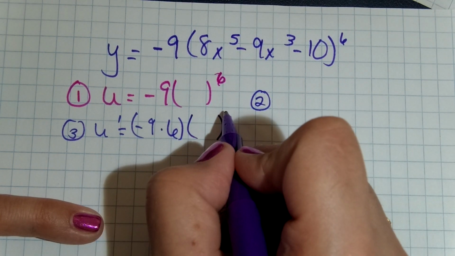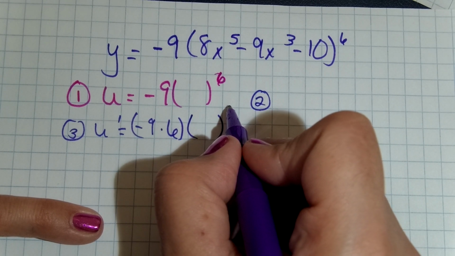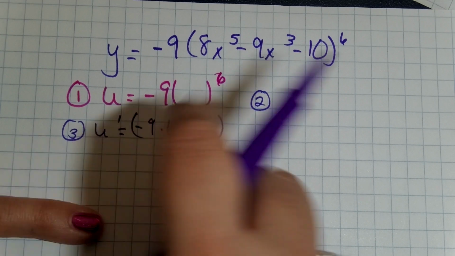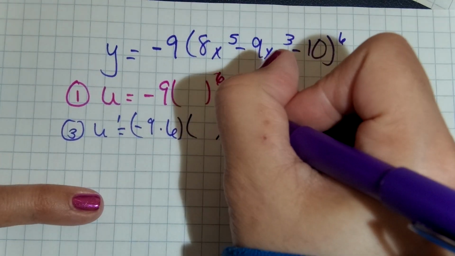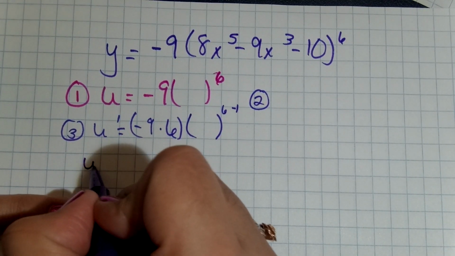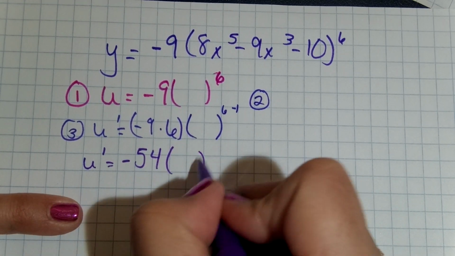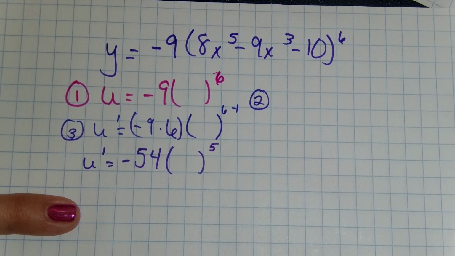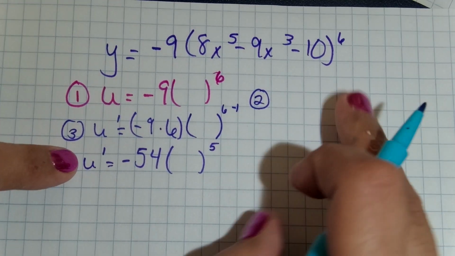So what do you do to the exponent, Diego? Nope, not yet. Well, you're multiplying this one. What do we do to this one at the top? Subtract what? Okay, I'm just going to do the math. -54 to the 5th. Okay, good job. So we've found U and U prime. What's the next thing we need to do?